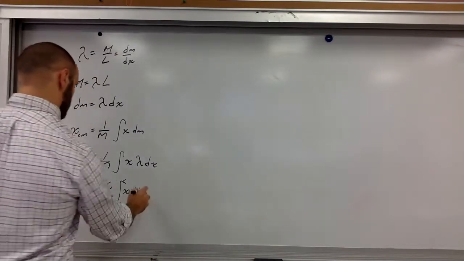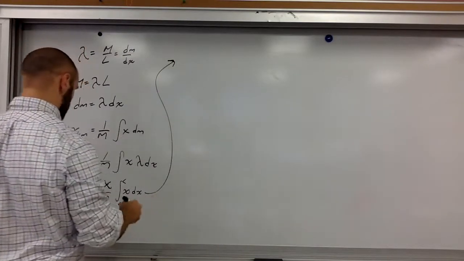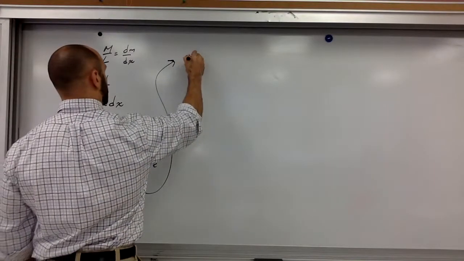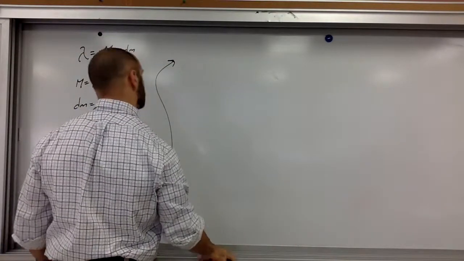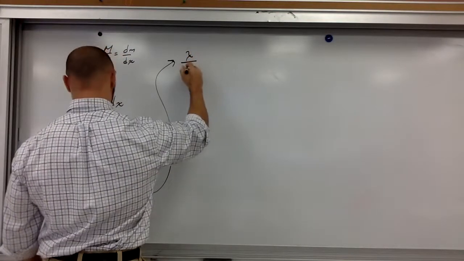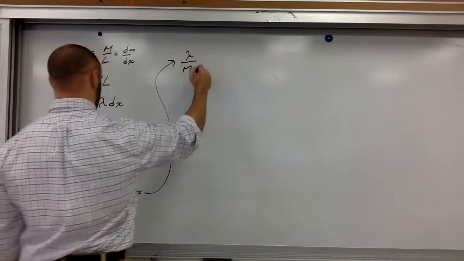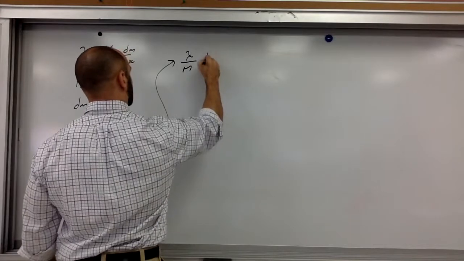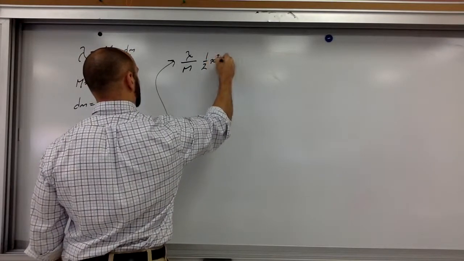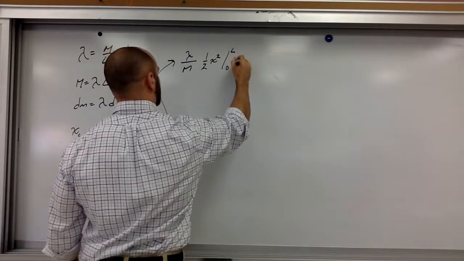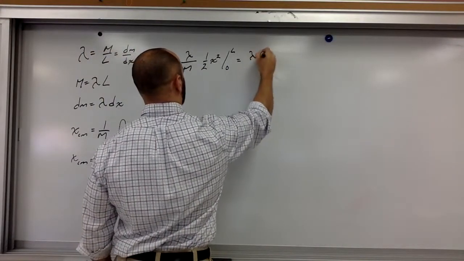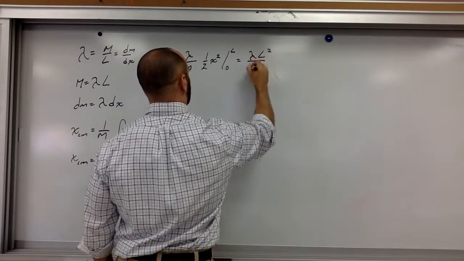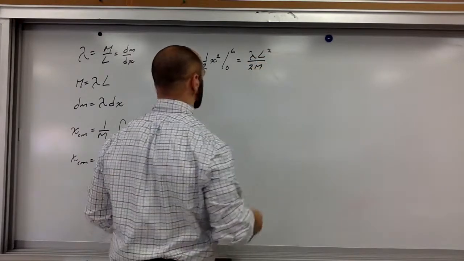All right, so let's come up here now and take the integral. That's not x, that's supposed to be lambda. Lambda over big M, 1/2 x squared from 0 to L. So this ends up being lambda L squared over 2M.